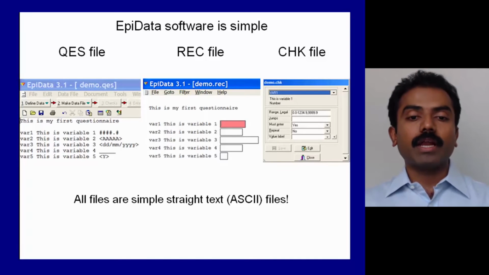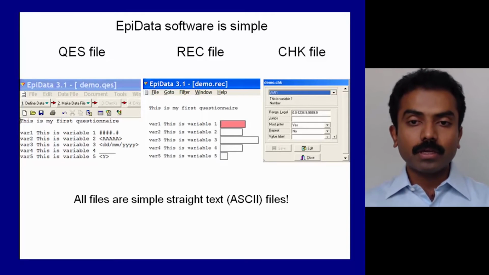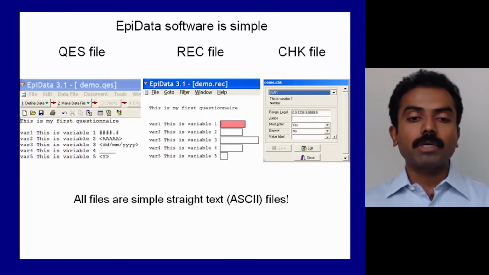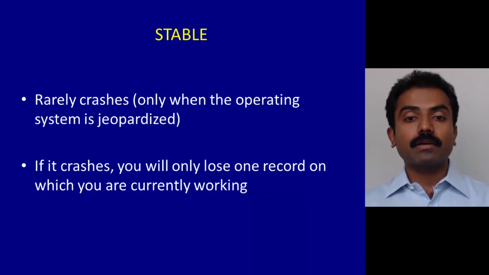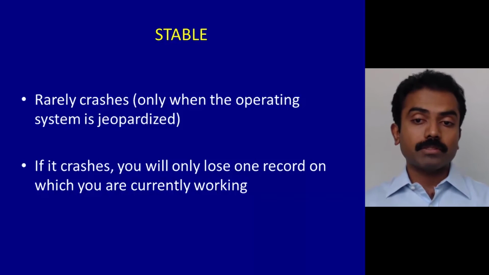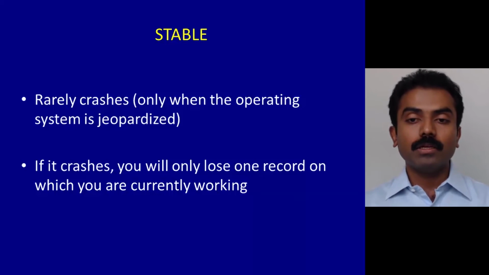It's a simple software. As I told you, all the files that we use, the quest file, the rec file, and the check file, we will come to know more about these files, but all of these are simple, straight text files. It's a very stable software. I've rarely seen it crashing. And even if it crashes, it happens when the operating system is jeopardized. You will lose only the one record on which you are currently working. The rest of the database remains safe.